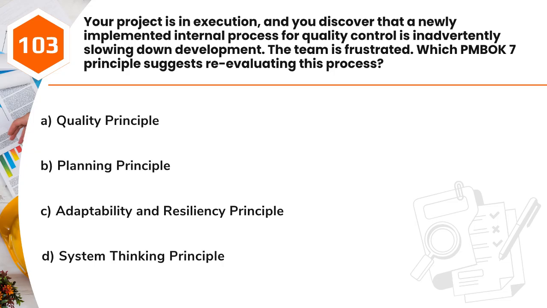Question 103. Your project is in execution, and you discover that a newly implemented internal process for quality control is inadvertently slowing down development. The team is frustrated. Which PMBOK 7 principle suggests re-evaluating this process? A. Quality principle. B. Planning principle. C. Adaptability and resiliency principle. D. System thinking principle.